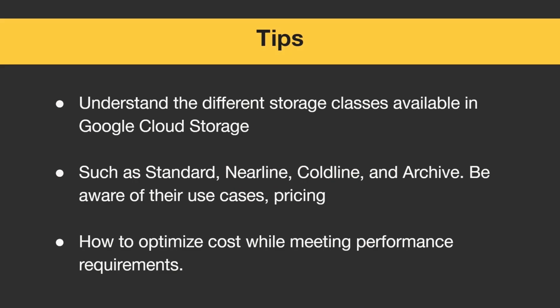Thank you. Let's discuss some tips and tricks about Google Cloud Storage. In the last video, we already discussed the classes of Google Cloud Storage, including multi-regional, regional, nearline, and coldline. So understand the different storage classes available, such as standard, nearline, coldline, and archive. Be aware of the use cases and pricing, because standard has a high price while archive has a low price, but standard has multi-region high availability while archive doesn't have any high availability.